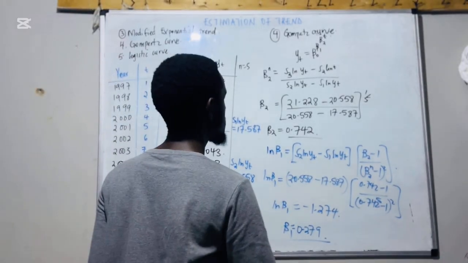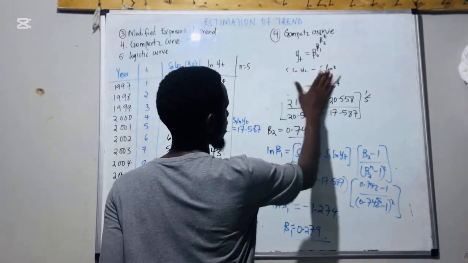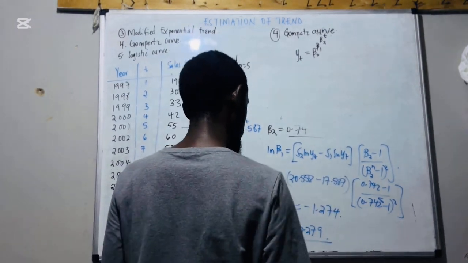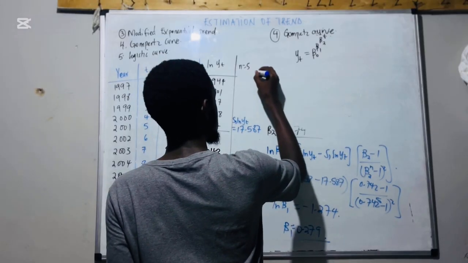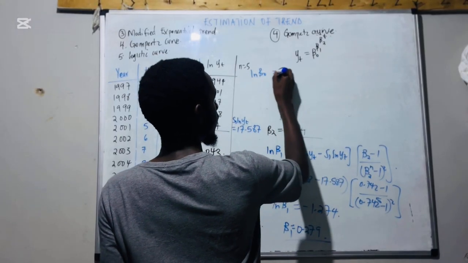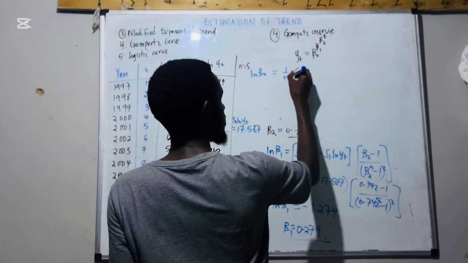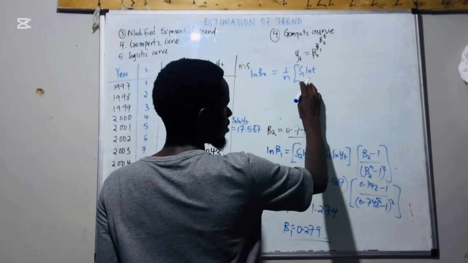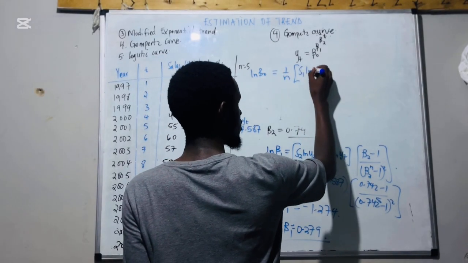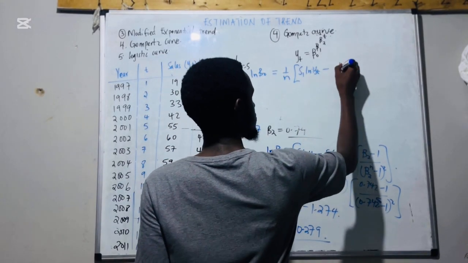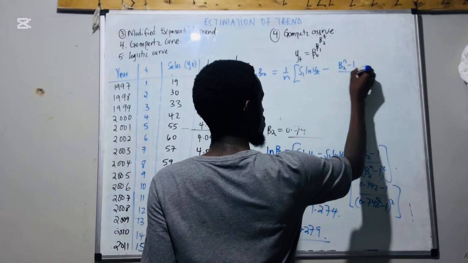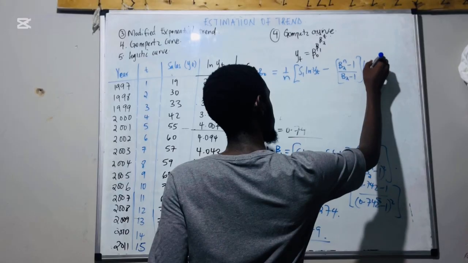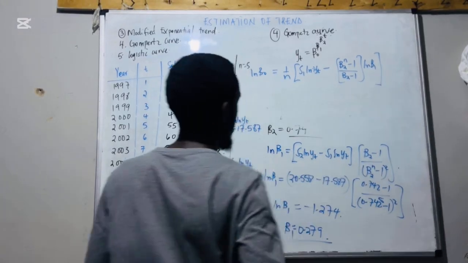And then likewise I can now find my beta naught. How do I find my beta naught? By just getting the formula also. The formula is ln beta naught is the same as having 1 over n into S1 ln yt, minus beta 2 power n minus 1 over beta 2 minus 1, the whole of this thing times ln beta 1. And then we shall be able to have our answer now.